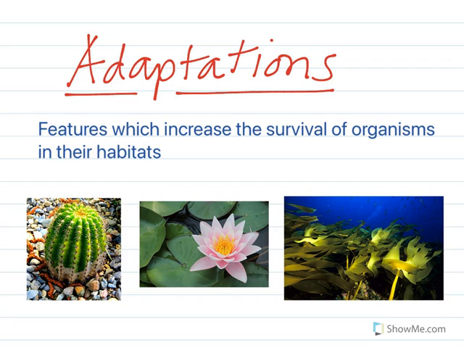All plants have adaptations, which are features which increase the survival of the plants in their habitats. A few notable examples: you have a cactus which has a thick stem for storing water, spines to prevent animals from gaining access to that water stored in the succulent tissues, and extensive roots for absorbing as much rainfall as possible when it does rain.